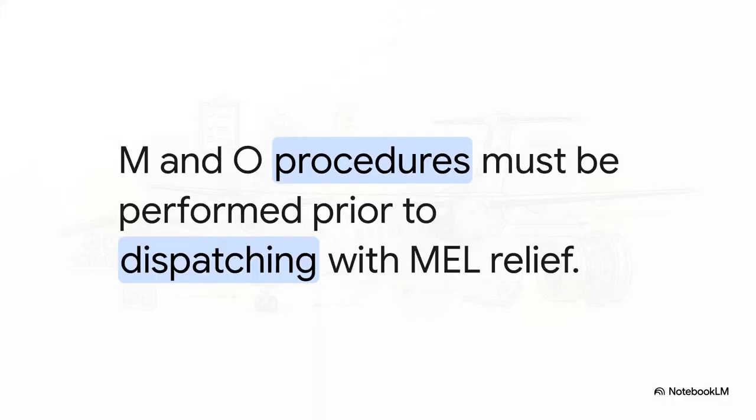Now, when you're looking through the list, you're going to see these M and O symbols. M is for maintenance, O is for operations. The crucial thing to understand is that if these procedures are identified, they have to be performed prior to dispatching with MEL relief. And honestly, depending on the provisos, sometimes these specific procedures have to be done before every single flight. This is how we guarantee that even with a broken piece of equipment, the crew is actively maintaining the required safety and reliability of the aircraft.